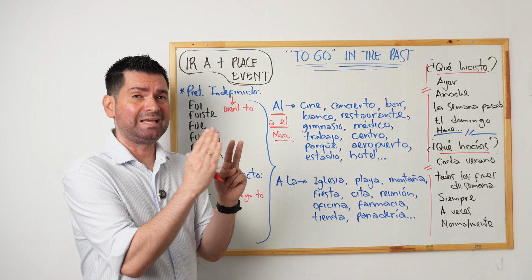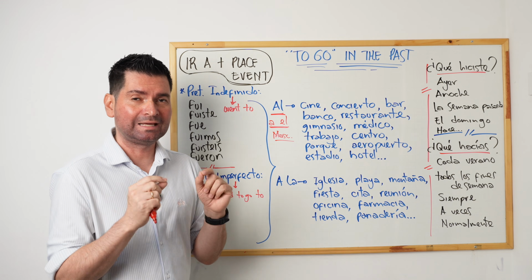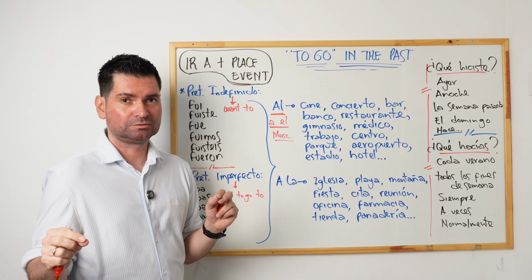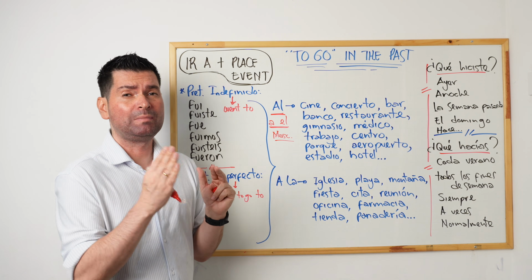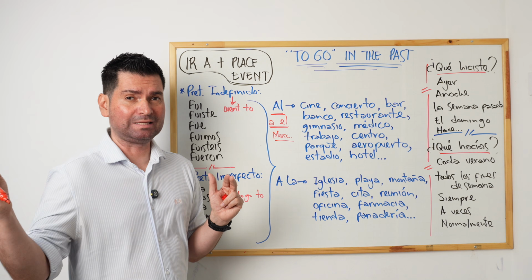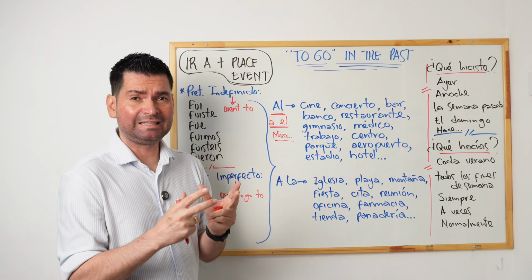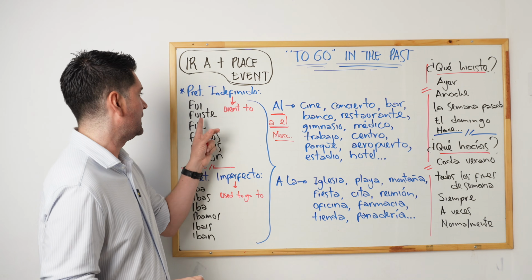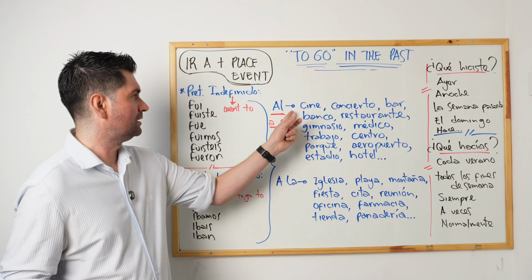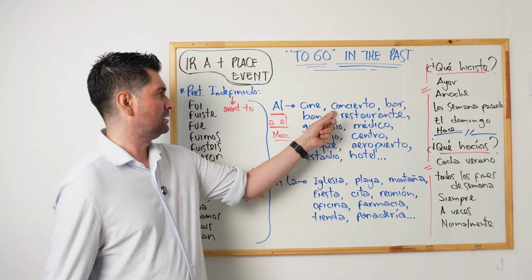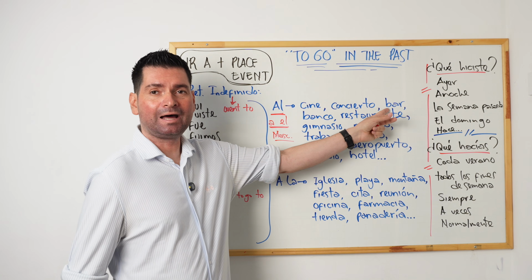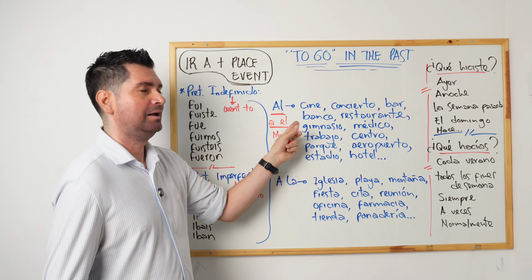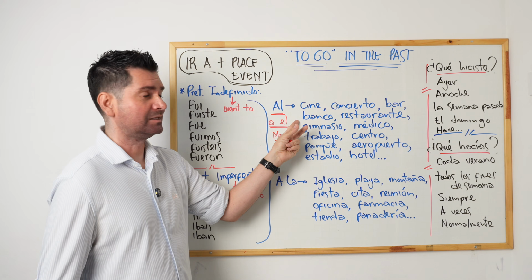Remember, spaces between words only exist in the written language. In the spoken language, we connect and actually we make pauses in different places when we want to convey an idea, a complete idea. Now, fui al cine. Al cine, I went to the movies. Al concierto, to the concert. Al bar, to the bar. Al banco, to the bank.